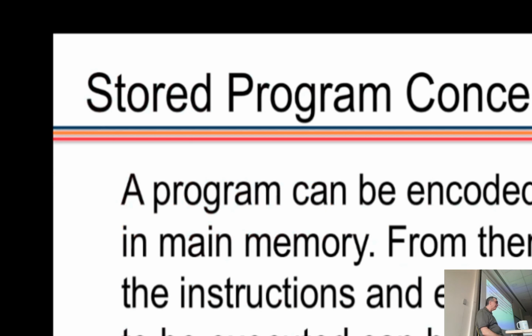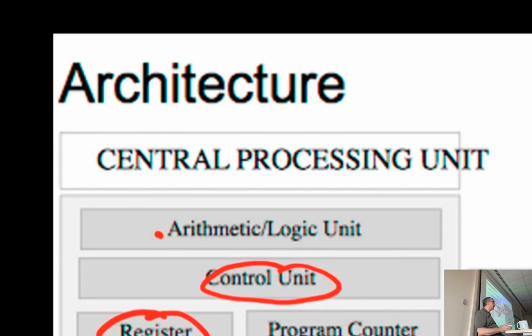A program can be encoded, I will come to that again. A program can be encoded as bit patterns and stored in main memory. From there, the CPU can extract the instructions and execute them. In turn, the program to be executed can be altered easily. So the program will be in the memory, because we can read and write, you can play with it.